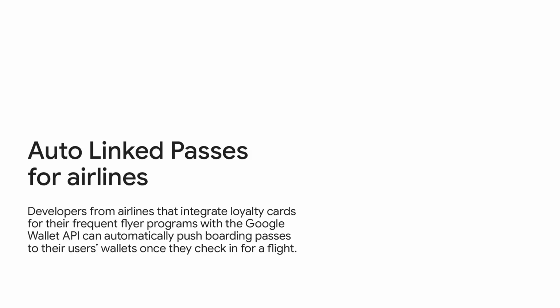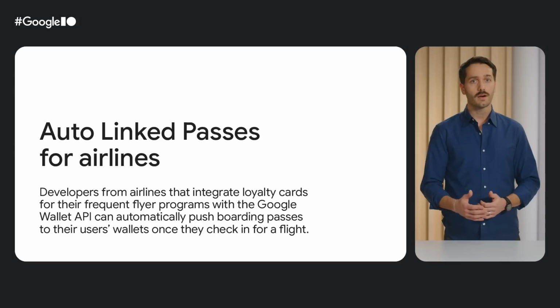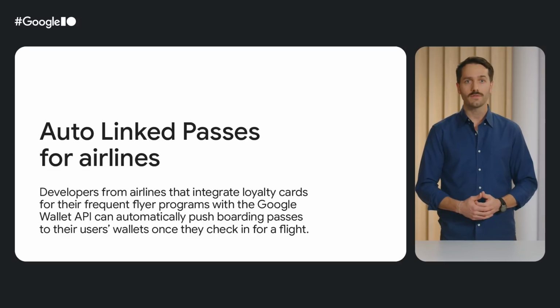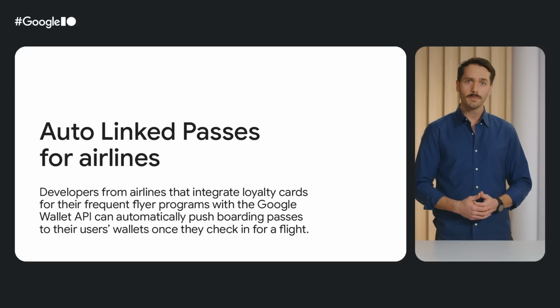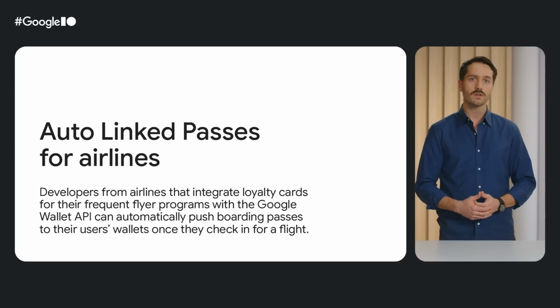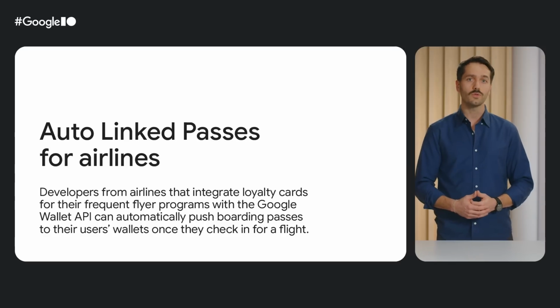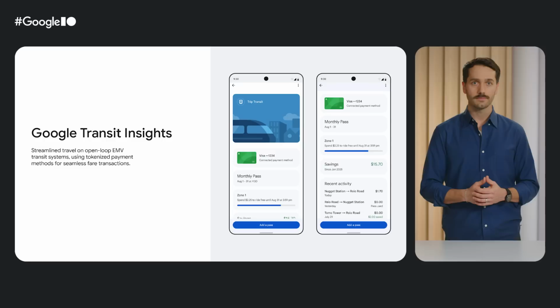At last year's I/O, we announced AutoLink Passes, allowing you to add an additional related pass automatically to your user's Google Wallet, provided they already have an existing pass issued by you. Now, we're happy to announce an expansion of this feature for airlines. Developers from airlines that integrate loyalty cards for their frequent flyer programs with the Google Wallet API can automatically push boarding passes to their users' wallets once they check in for a flight. That's another way that Google Wallet is making your user's travel journey even better.